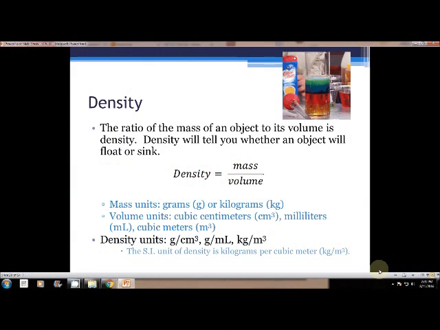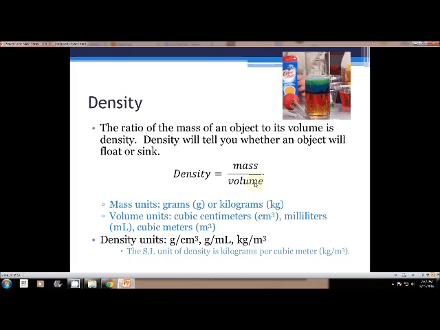Density is something that we're going to be testing in the lab pretty soon. But the definition of density is that it's the ratio of the mass of an object to its volume. And so a density will tell you whether an object will float or sink compared to other substances. So we have this equation, density equals mass over volume. You can sometimes see that D for density equals M, mass, over V, volume. We're going to use this equation specifically in our labs coming up.